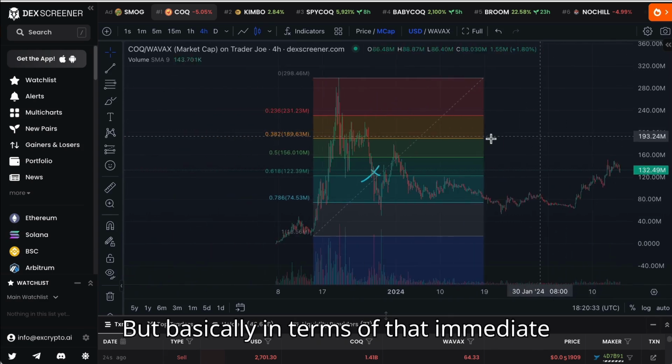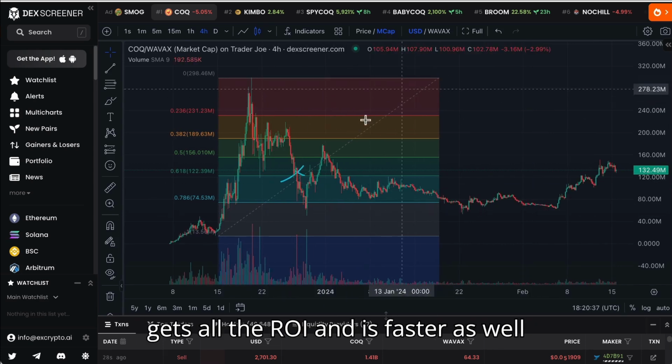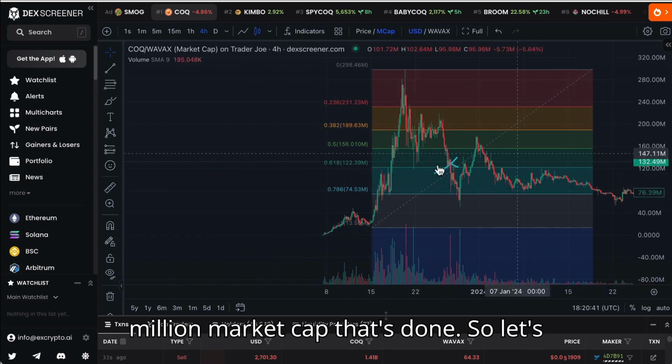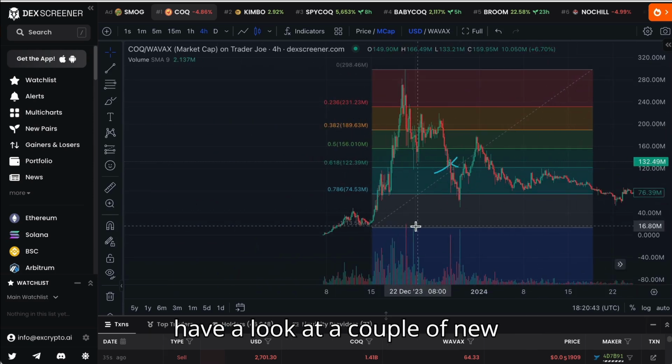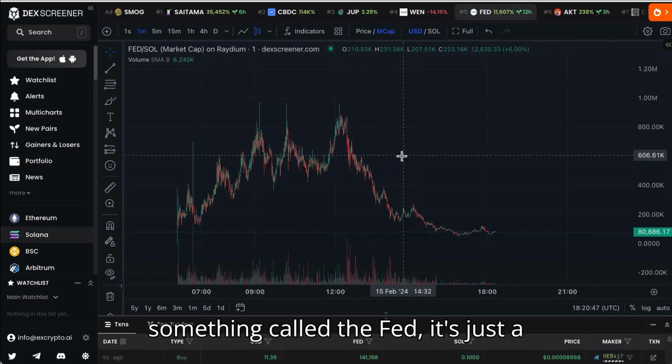Who knows? But basically, in terms of that immediate move that we care about, the one that gets all the ROI and is faster as well, only takes a few days to get to 300-400 million market cap, that's done. So let's have a look at a couple of new collections. We've discussed a couple of older ones, classic ones. So this is something called the Fed.